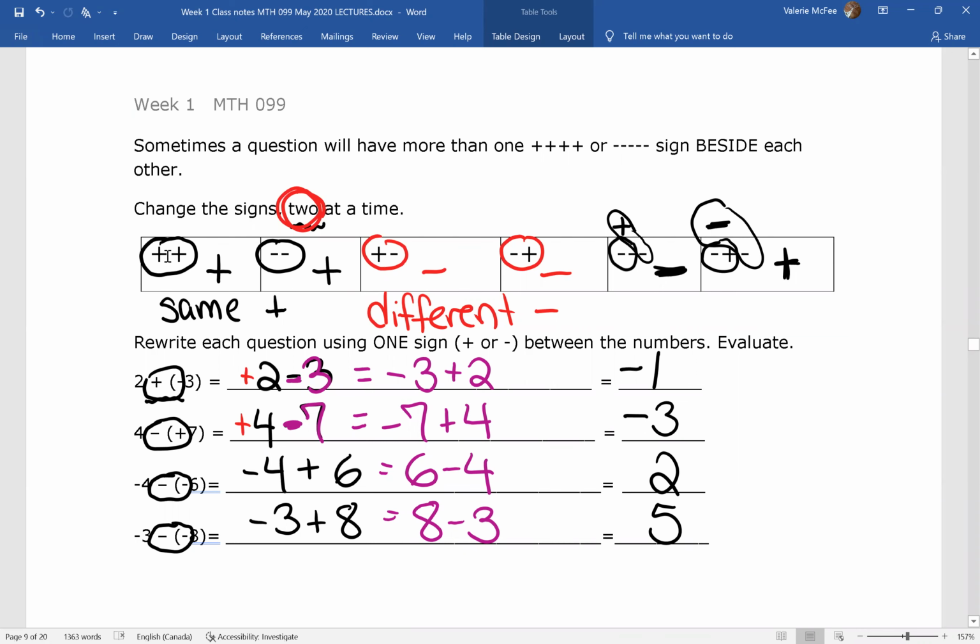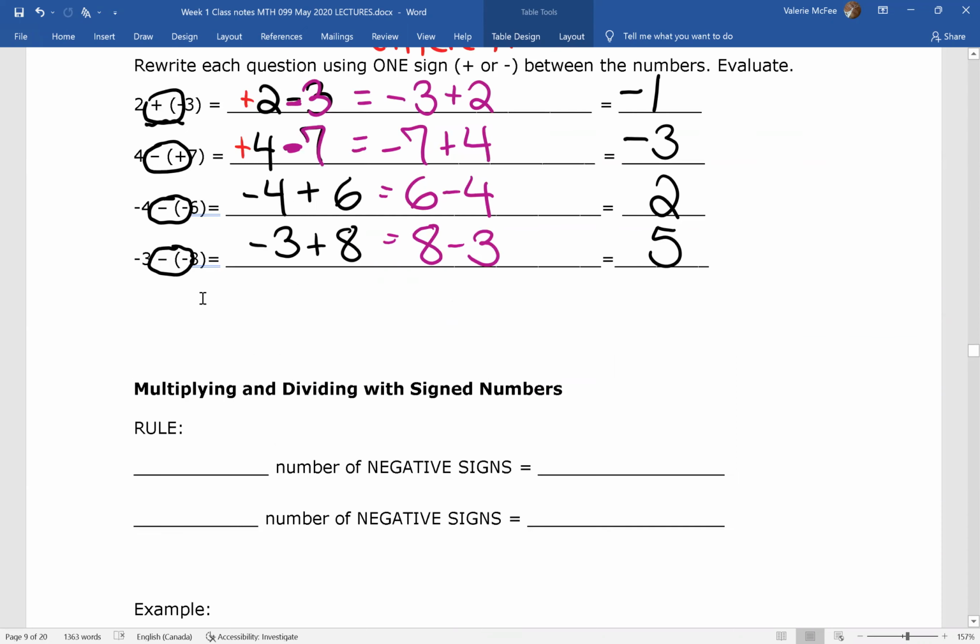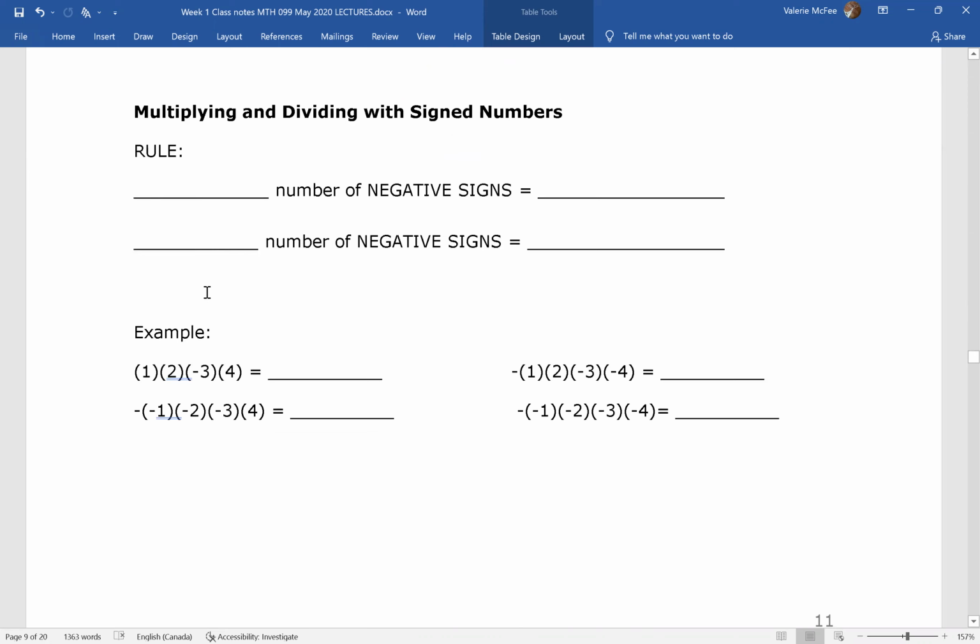Now, the rules for adding and subtracting take practice. If you're not comfortable adding and subtracting with signed numbers, you need to spend some time with that because we don't use a calculator in this course. You're not permitted a calculator. You just need to get used to looking at those numbers and figuring it out. And then it becomes confusing because we also have to talk about multiplying and dividing with signed numbers.